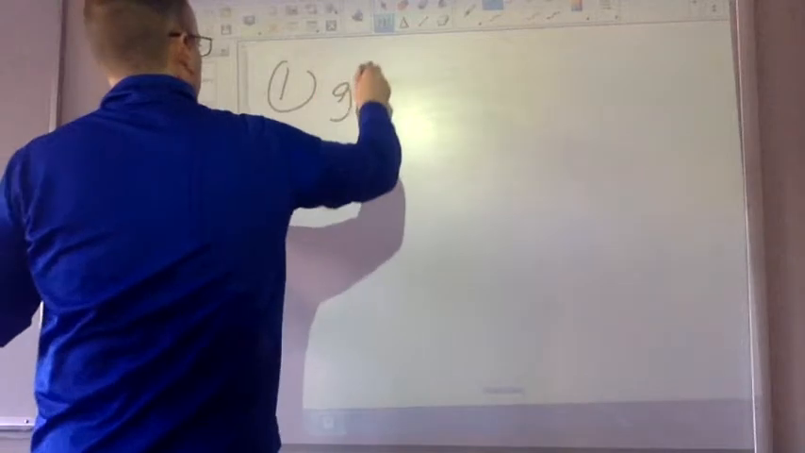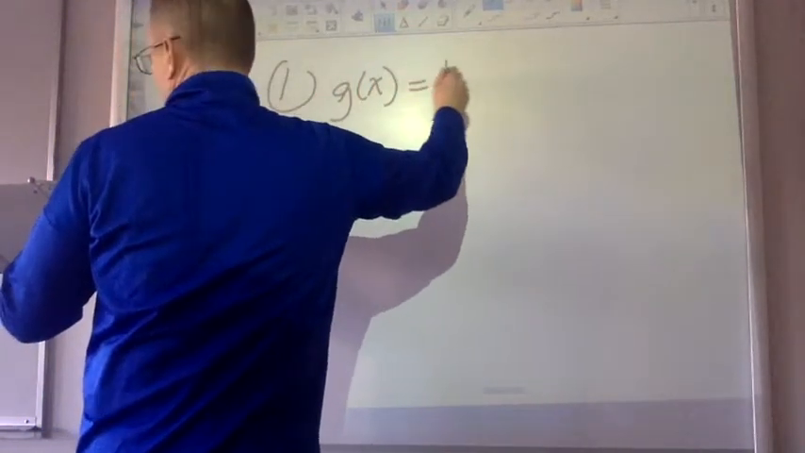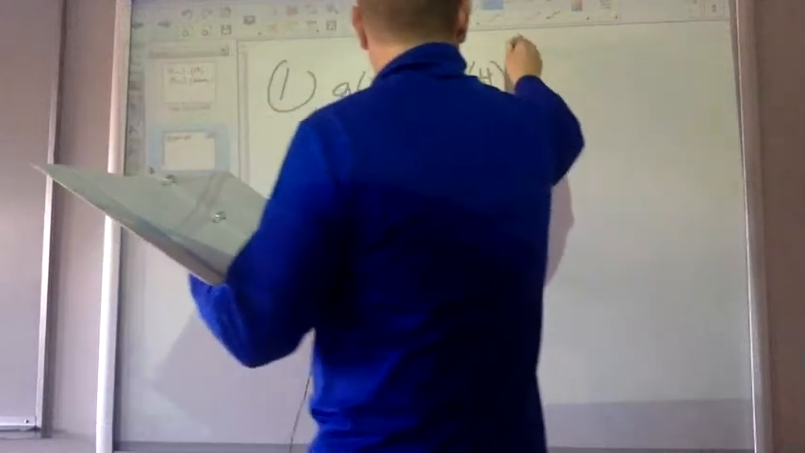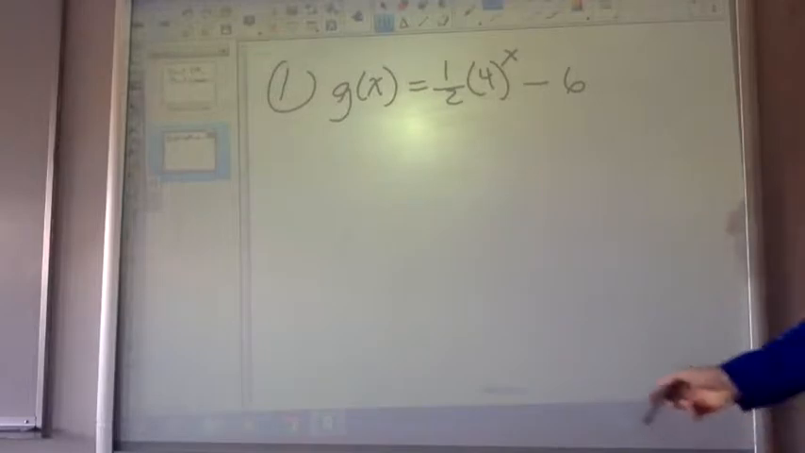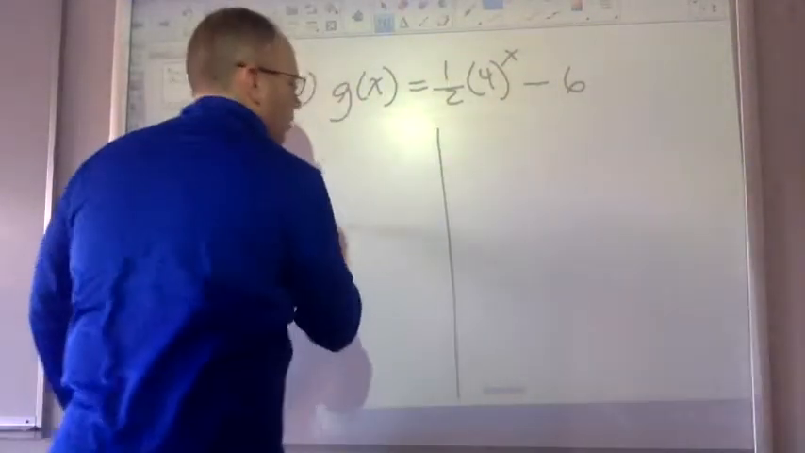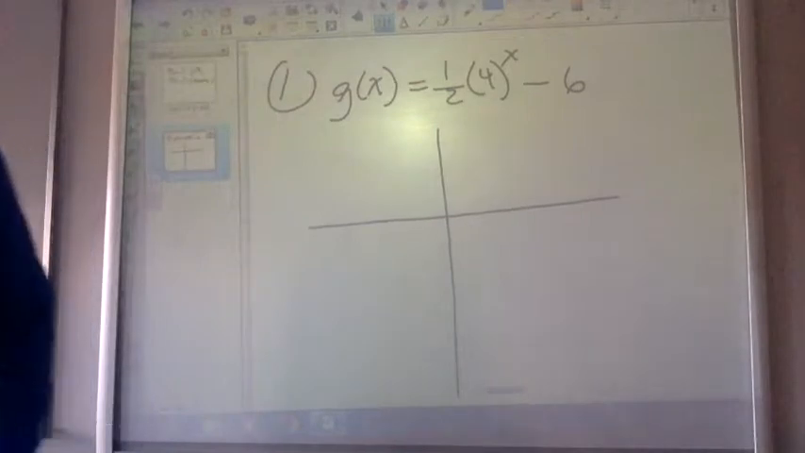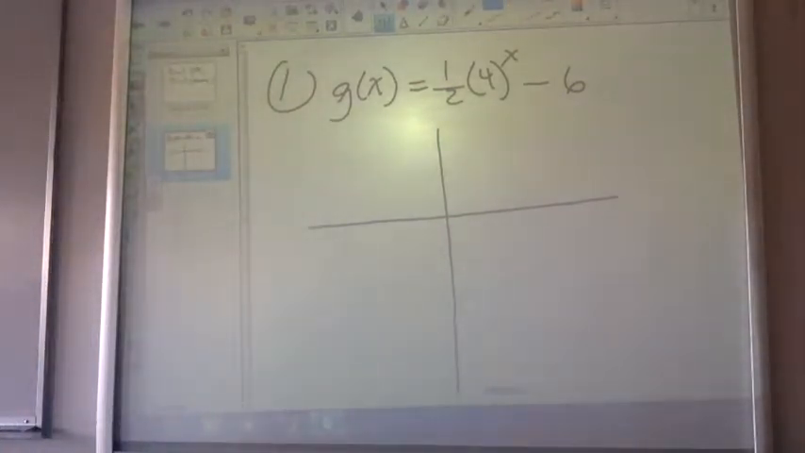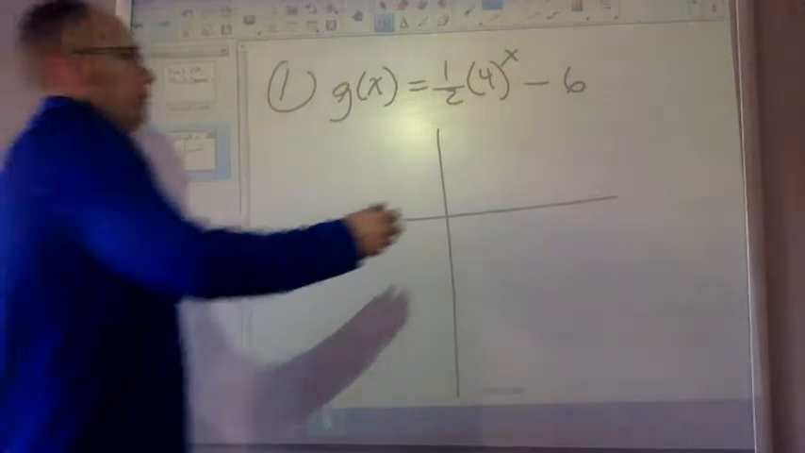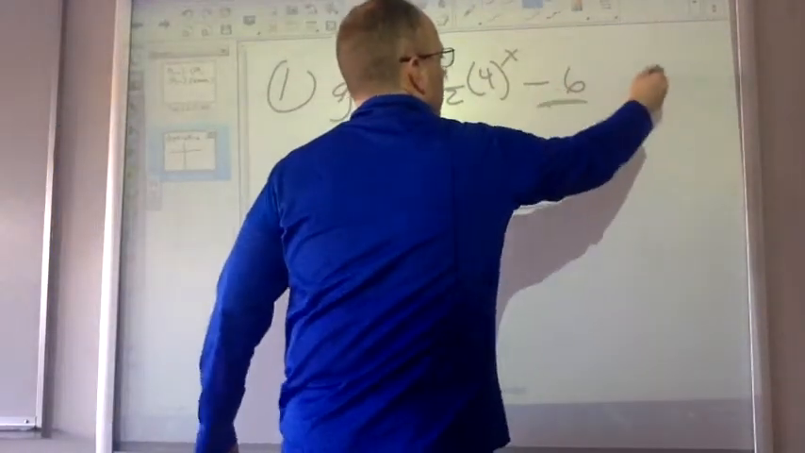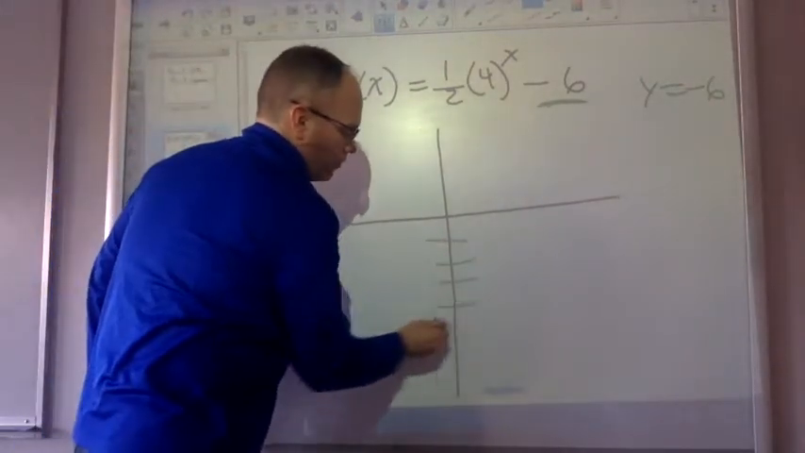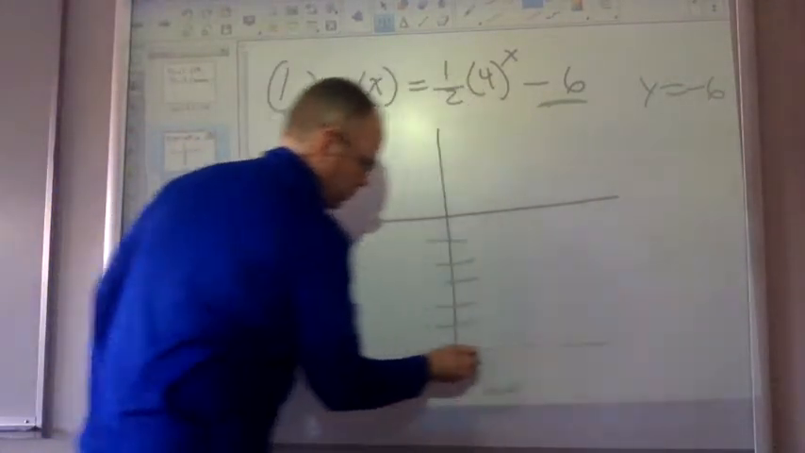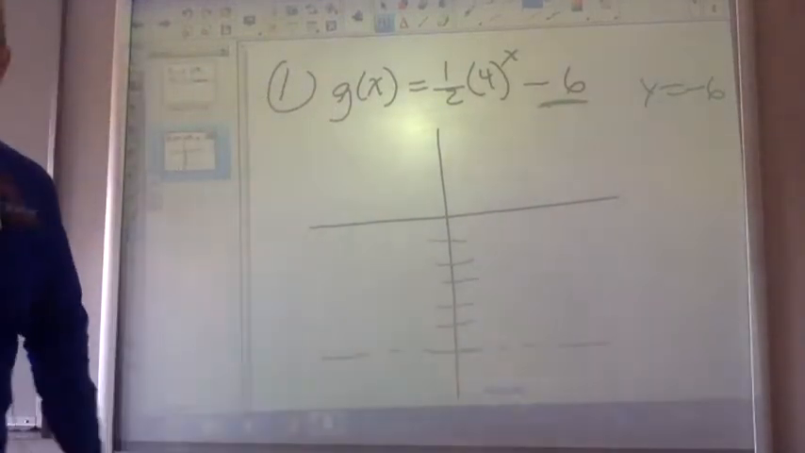So I have g at x. That's the same thing as f at x, which is the same thing as half, or y, right? Okay. So if we're going to graph that, first thing, do we have a horizontal asymptote? Yes. What is it? -6. It's actually y equals -6, because y equals a number. Y equals a number is a horizontal line. Is that okay? We good there?